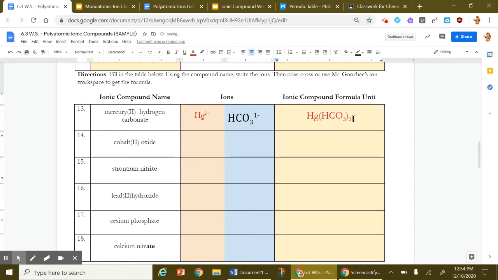I just like doing a lot of copying and pasting and changing the numbers. There we go. So there it is: Hg 2 plus and then HCO3 1 minus. Together they make mercury 2 hydrogen carbonate.